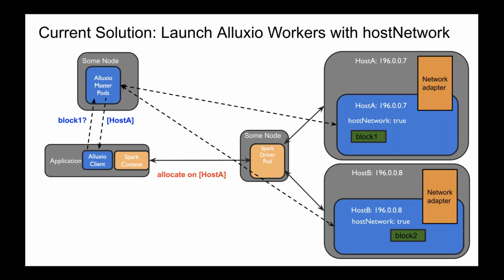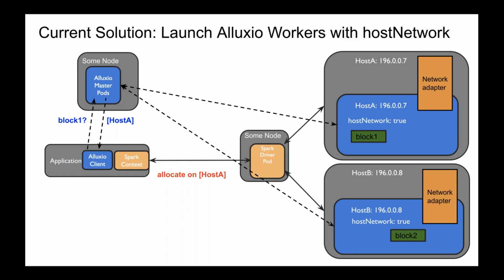Our solution was, why don't we just launch the Alluxio workers with the same host name as the physical host? This is actually achievable in Kubernetes by defining hostNetwork equal to true, which is a Kubernetes configuration property. By defining this, the node will share the network adapter with the pod. So this pod will have the same host name, host A, and the same IP, for example, 196.0.0 something.